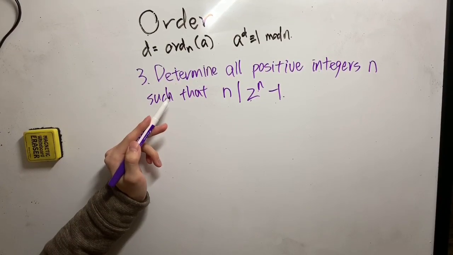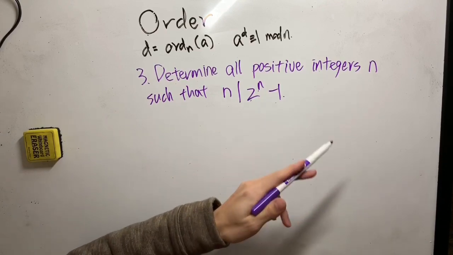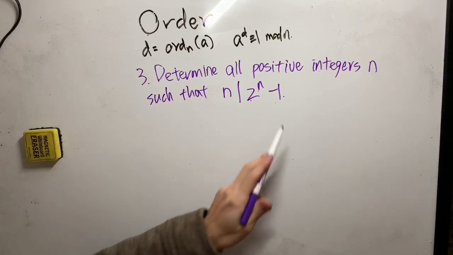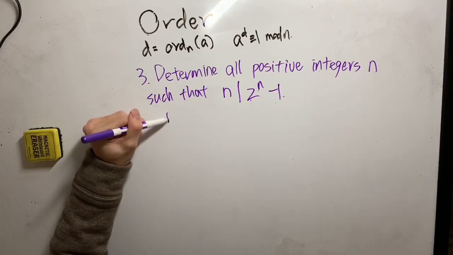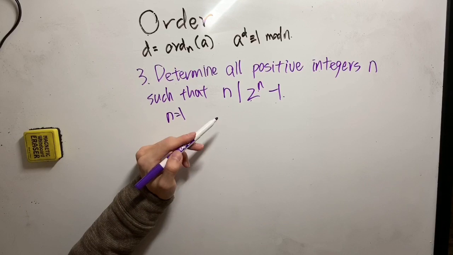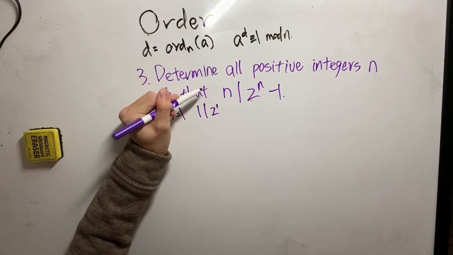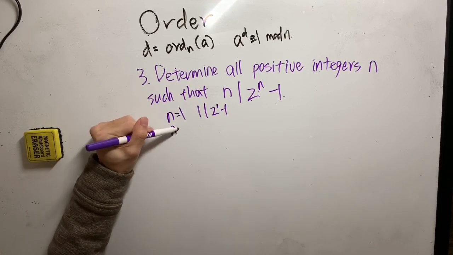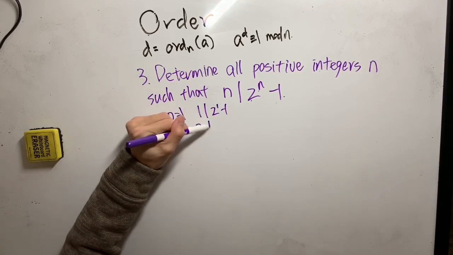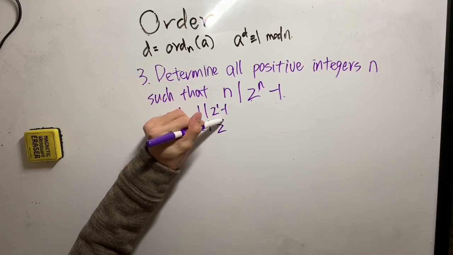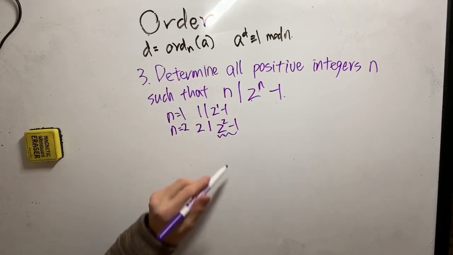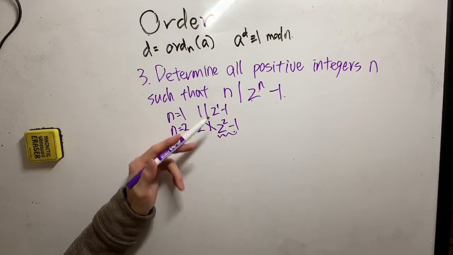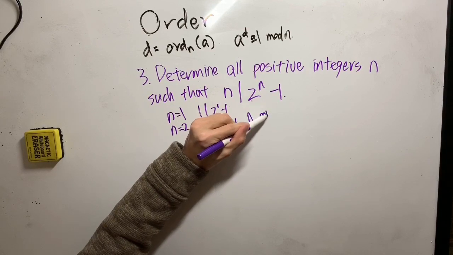Let's look at the last question. Determine all positive integers n such that n divides 2 to the n minus 1. So for positive integers, let's first try n equals 1. This is obviously true because 1 divides 2 to the 1 minus 1. However, for n equals 2, we have 2 squared minus 1. This is an odd number, so 2 must not divide this number. Therefore, we find out that n must be odd.